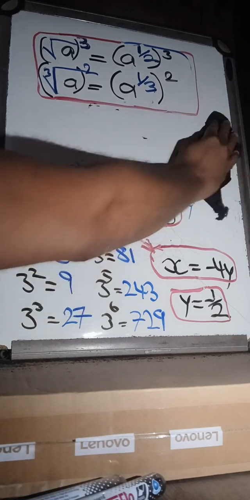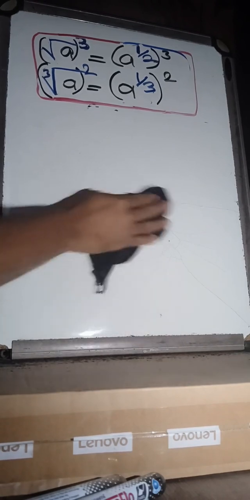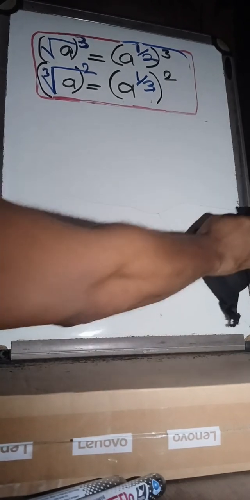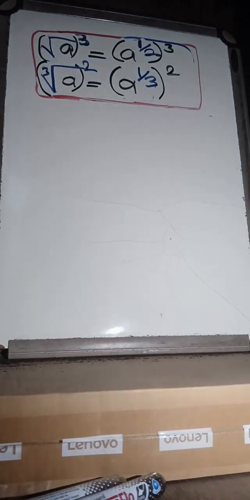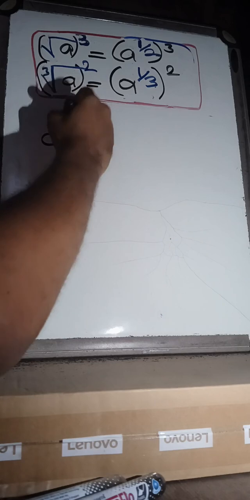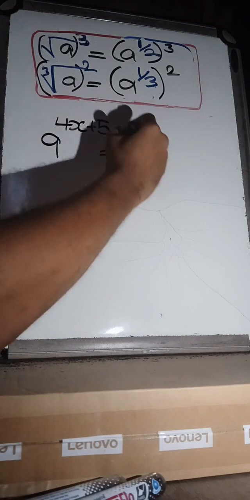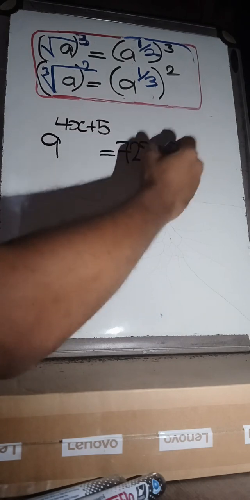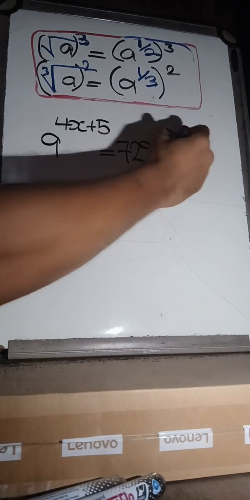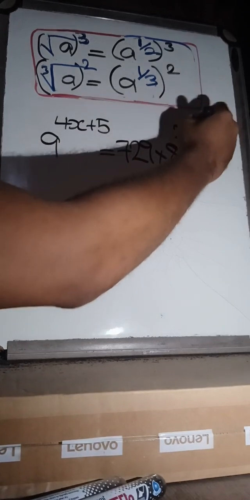So let me do this real quick. Because what we did a while ago was a harder version of some of those questions. So let's go into this. Let's see what we're going for now. It says 9 raised to the 4x plus 5, right? Is equal to 729 multiplied by 81 raised to the x minus 2.